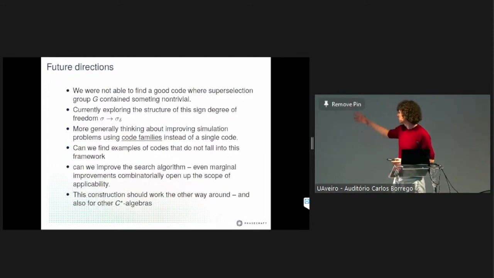We didn't find a code that I wanted to find, a nice example of the superselection group containing something more. Currently, I'm exploring the structure of the sign degree of freedom and whether there are interesting things we can leverage there. More generally, I'm thinking about improving various simulation problems by looking at code families instead of a single code, because this categorizes a family of codes, which is very broad.